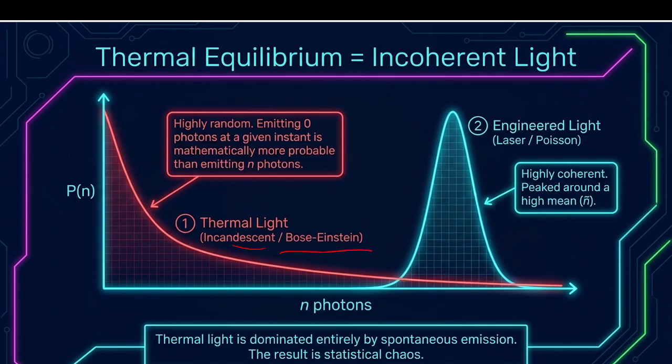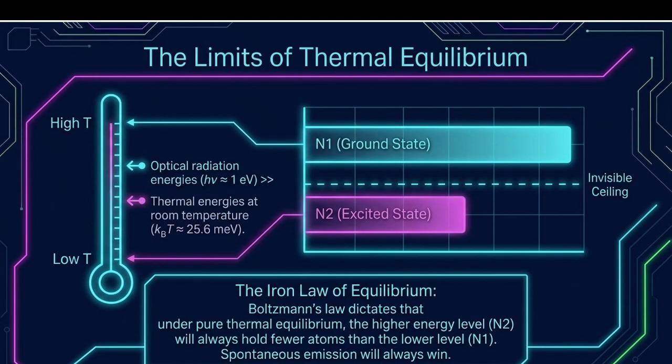While talking about the engineered light, which is laser, or we can say Poisson light, here it is highly coherent, peaking around a high mean number of photons. So the number of photons will be higher here compared to here, and here it is the number of photons, and the probability has been discussed here. So the thermal light is dominated entirely by spontaneous emission. The result is statistical chaos.